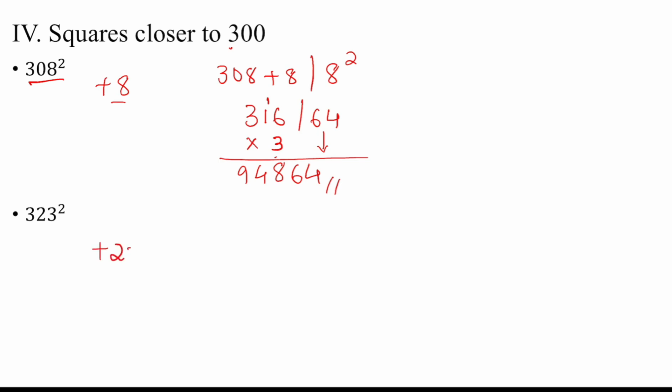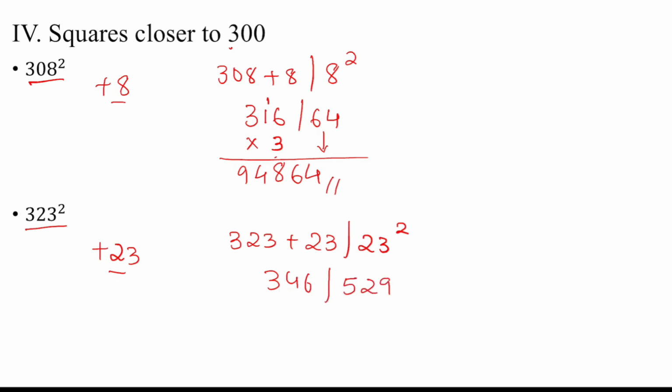It is 23 more. Now take this number, 323, plus 23 bar 23 square. 323 plus 23 is 346 bar 23 square is 529. Now don't directly add, first multiply and then add. So 3 6s are 18, 3 4s are 12 plus 1 is 13, 3 3s are 9 plus 1 is 10. So it is 1038.